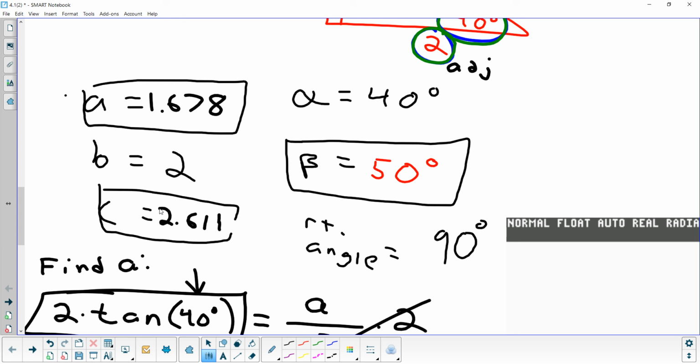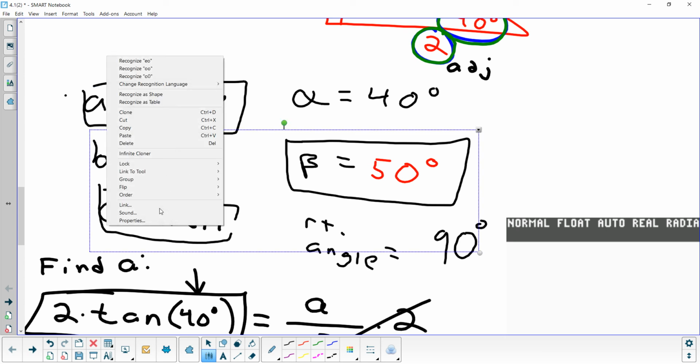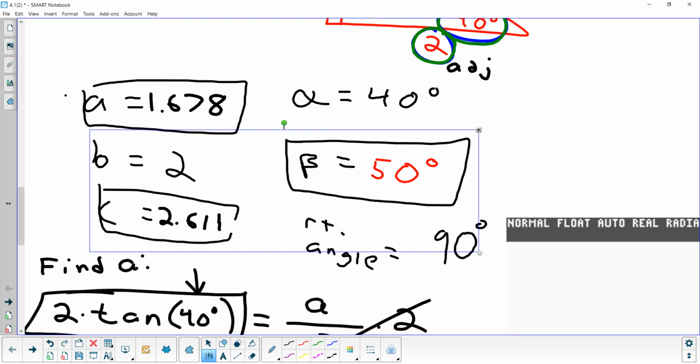And a third thing you could do to check this, if you had time, is you could try the Pythagorean Theorem now. A squared plus b squared should equal c squared. If it does, then that's a way of checking all these answers. Or it'll be approximate, because remember, these are all rounded, so it might be close.